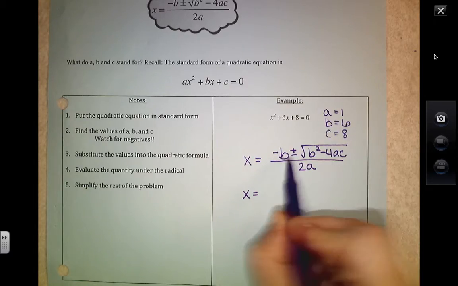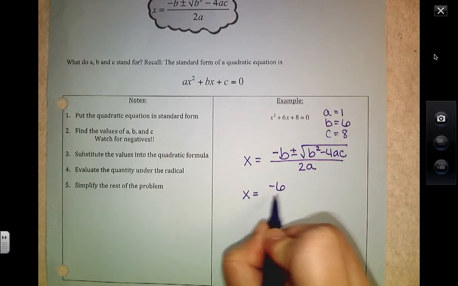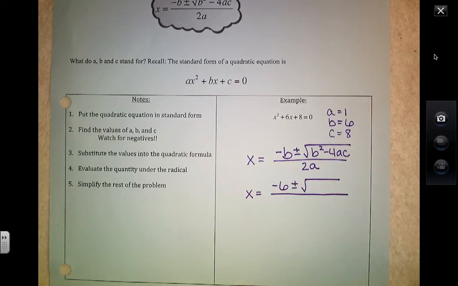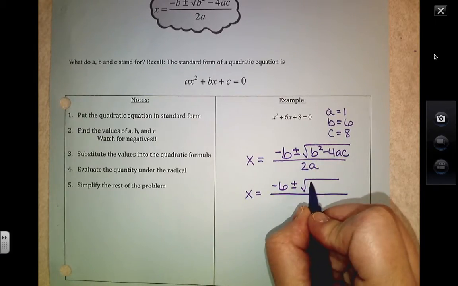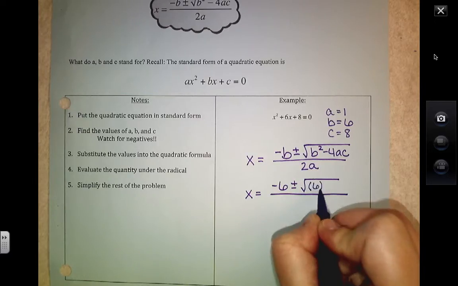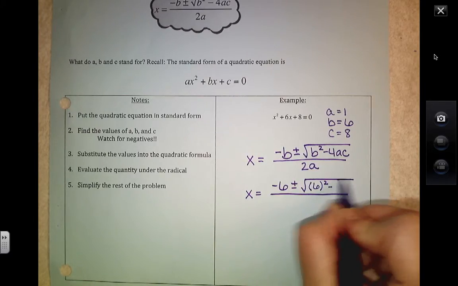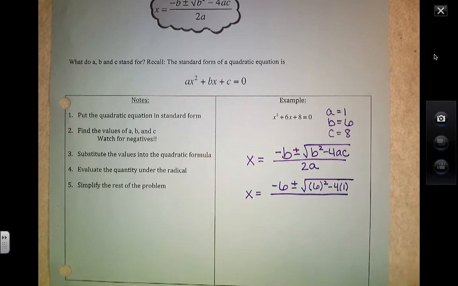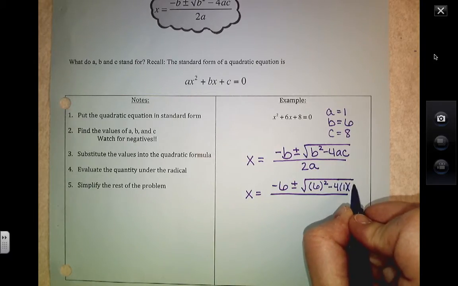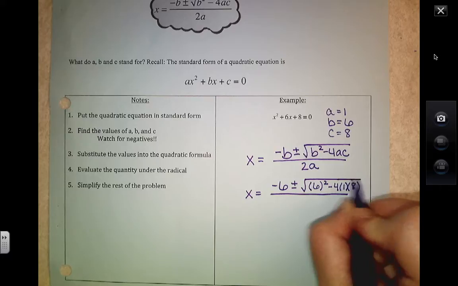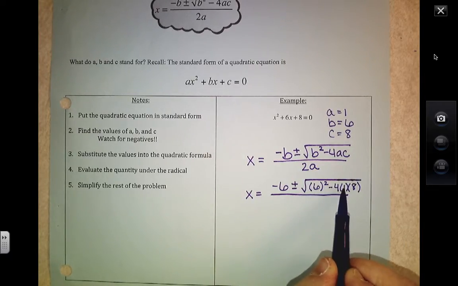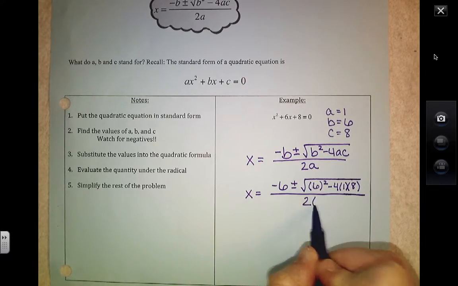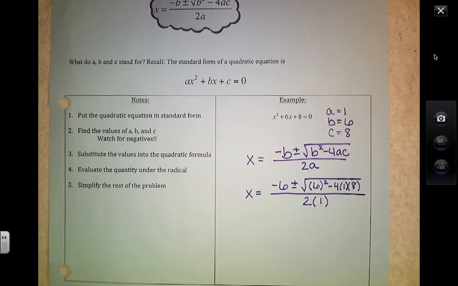So this says negative b, and b is 6, so I'm going to say negative 6. I like to make my fraction bar, plus or minus the square root. Now, because we have a squared here, the number we fill in is going to go in parentheses. B is 6, so it's 6 squared minus, extend that out a little bit, 4 times A, which we're going to put in parentheses, which is 1, and then times C, which we're also going to put in parentheses, and C is 8. Okay, so we have 6 squared minus 4 times 1 times 8. Extend my fraction bar. And on the bottom we have 2 times A, so we're going to put 2, and then in parentheses we'll fill in the A, which is 1.